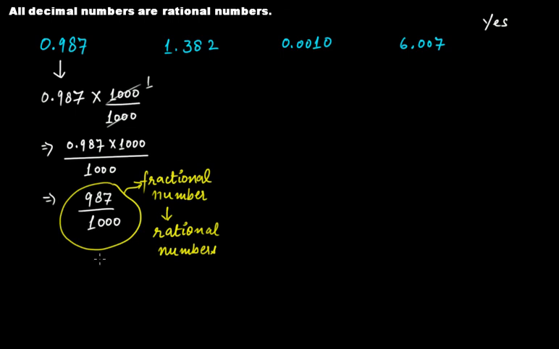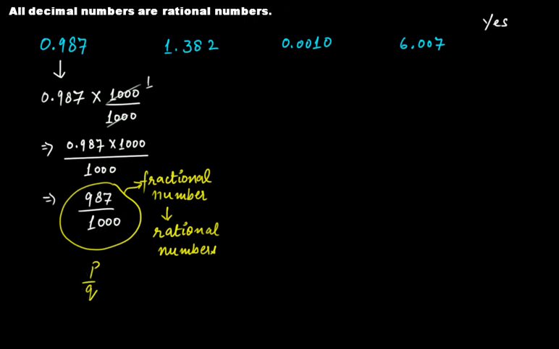And what does a rational number say? A rational number says that it can be of the form P over Q, where P can be 0 or any positive integer or any negative integer. So here we have a positive integer. Q says it cannot be equal to 0, so it is not equal to 0. It can be any positive integer or any negative integer. Yes, this is a positive integer. So yes, it is a rational number.